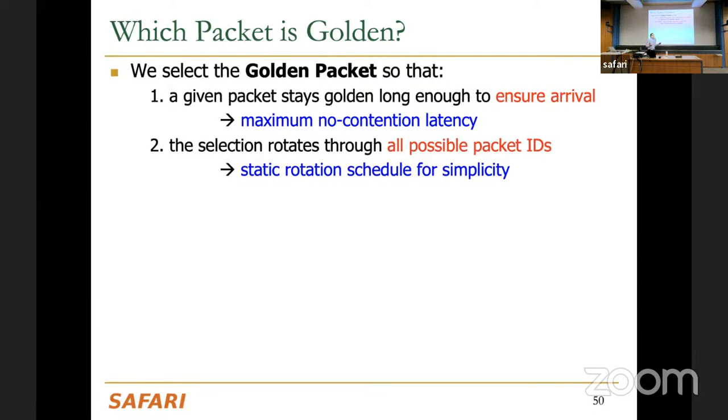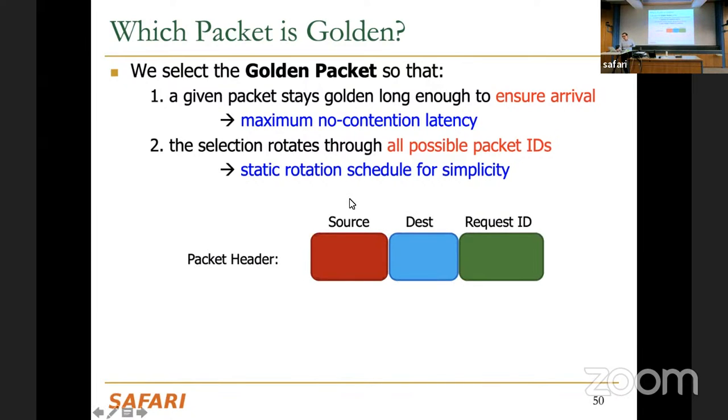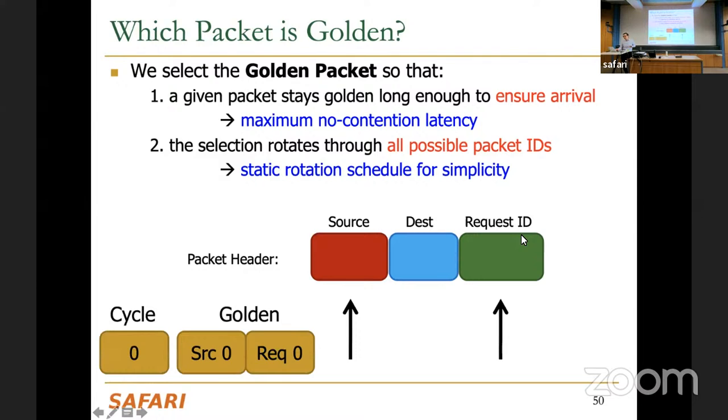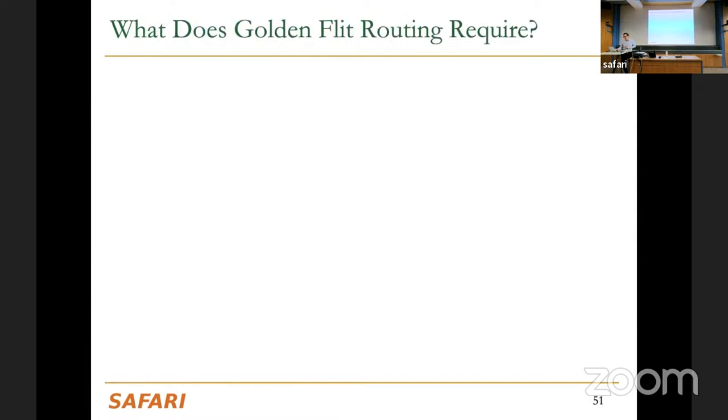This gets rid of the need for any sort of communication across the routers. This way, everybody prioritizes packet X. Everybody knows packet X is the golden packet, but the golden packet may actually not have been injected into the network. So, basically, this is how we do it. You have source, destination, and request ID. And every router knows what the golden packet is, essentially source 0, request 0. And at cycle 100, as I said, it moves to source 1, request 0. So there's some static rotation that happens. Okay, so hopefully that's clear. And if not, you're going to read some papers also, hopefully.